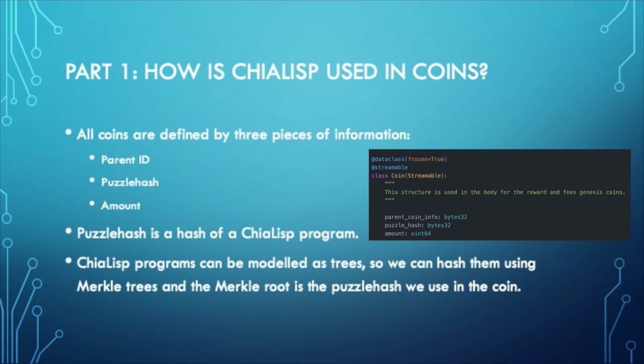It simply holds three pieces of information: a parent ID, a puzzle hash, and an amount. The puzzle hash is the commitment to a ChiaLisp program which controls what happens when the coin is spent. ChiaLisp programs can be modeled as trees, so the puzzle hash is the Merkle root of that program. We only need to store the hash because we reveal the full puzzle when we spend the coin.